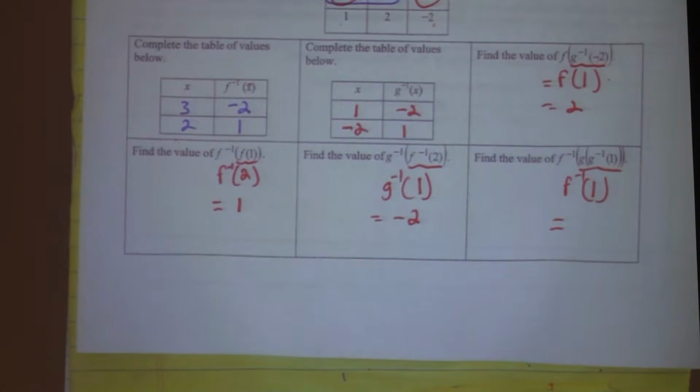Do we know if it's linear? How do I know if it's linear?